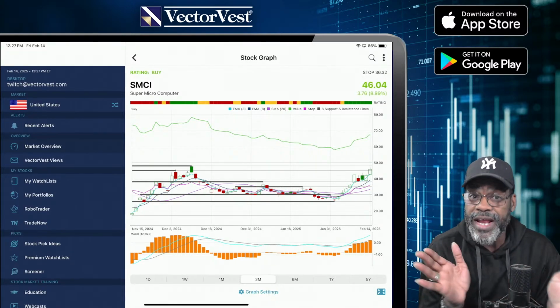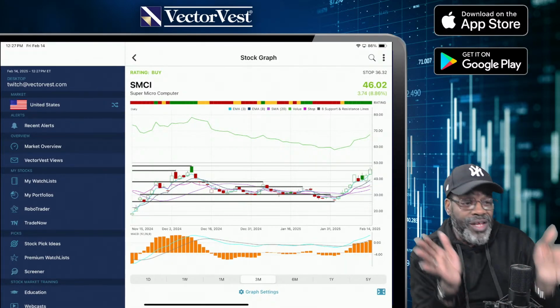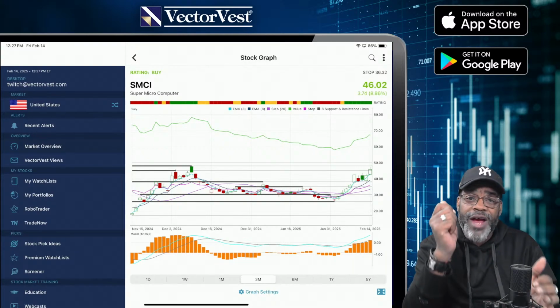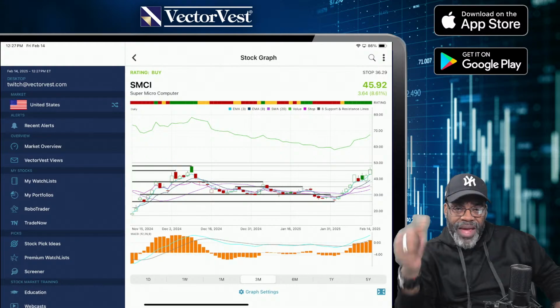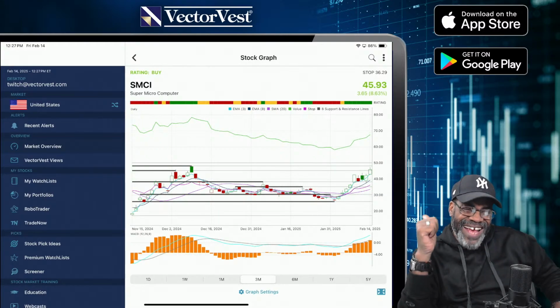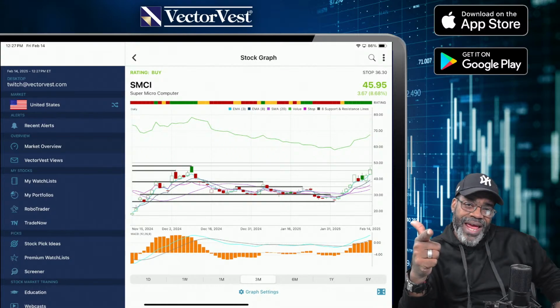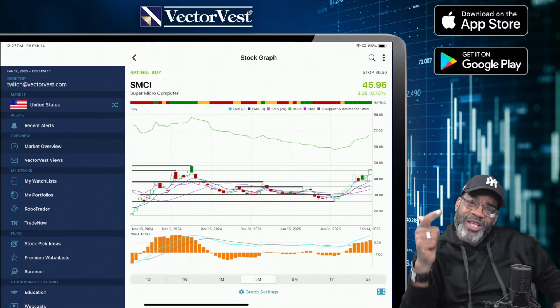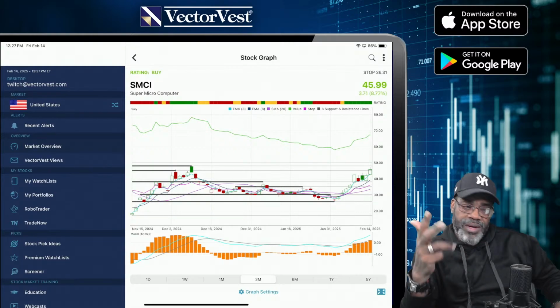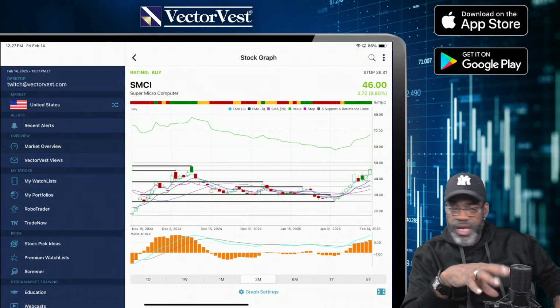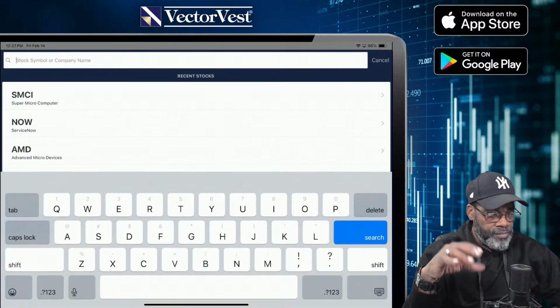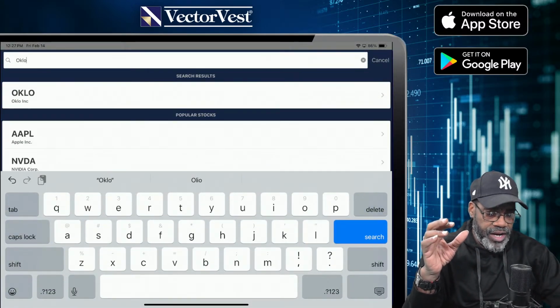We're not even looking at the desktop. This is strictly from the mobile app. While you're out and about doing your things, I can quickly see fundamentally what a stock looks like. Do I want to own it? And then I can look at it technically. Do I want to get into it now? Or technically, if I'm already in it, do I like it longer term? That's the power. That's a lot of power in your hands right now.